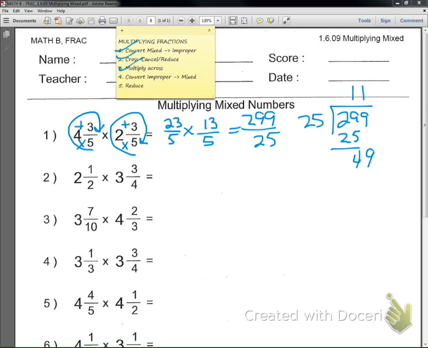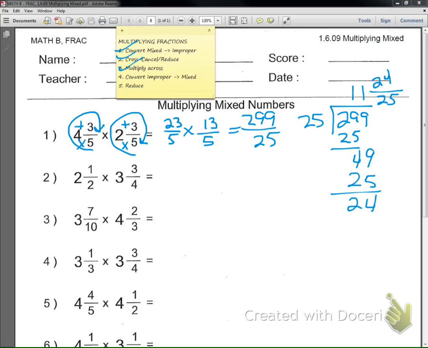1 times 5 is 5. 1 times 2 is 2, so 25, and then I have to subtract. 9 minus 5 is 4. 4 minus 2 is 2, so 24. Now my remainder is smaller than my divisor, so that's fine, but I have no other numbers to bring down. So 24 is my true remainder, but I'm going to write my remainder in fraction form. So the remainder becomes the hat of my fraction, or the numerator, and the divisor, the 25, is the denominator, 24 over 25.